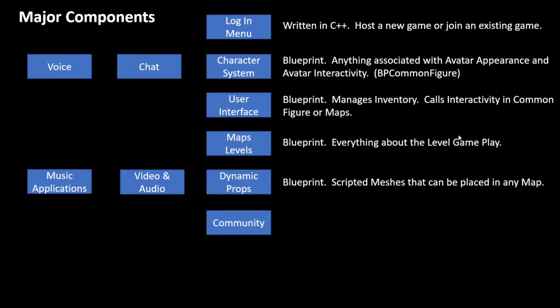The character system itself is blueprint oriented. Everything is pretty much blueprint oriented at this point, except for the login menu. And my design approach is the only reason I would go to C++ is if I'm integrating something outside of Unreal. If all the functionality exists inside of Unreal or Unreal plugins, I probably won't be using C++. The only reason I would use C++ is maybe if there's a performance issue. But the only thing I will use it for is external communication or external integration.